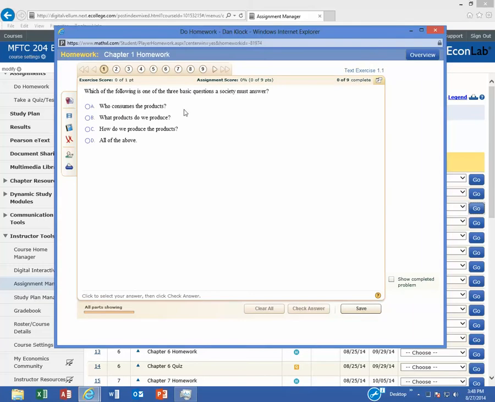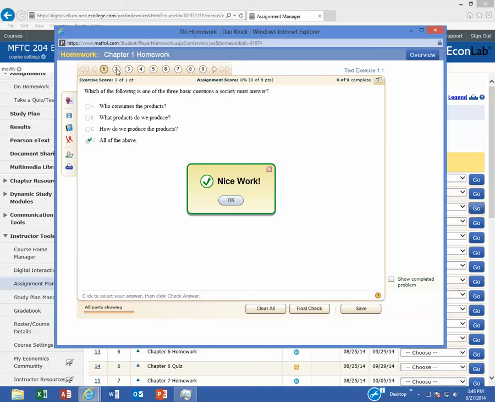There may be a few words different. Let's see. Starting with number 1, going to number 9. Which of the following 3 basic questions must the society answer? Who consumes the products? What products do we produce? How do we produce products? Again, this is right in the textbook, right? Directly taken from the textbook in that chapter 1, and it's all of the above. Then I can check my answer, and whoa, I did a nice job.